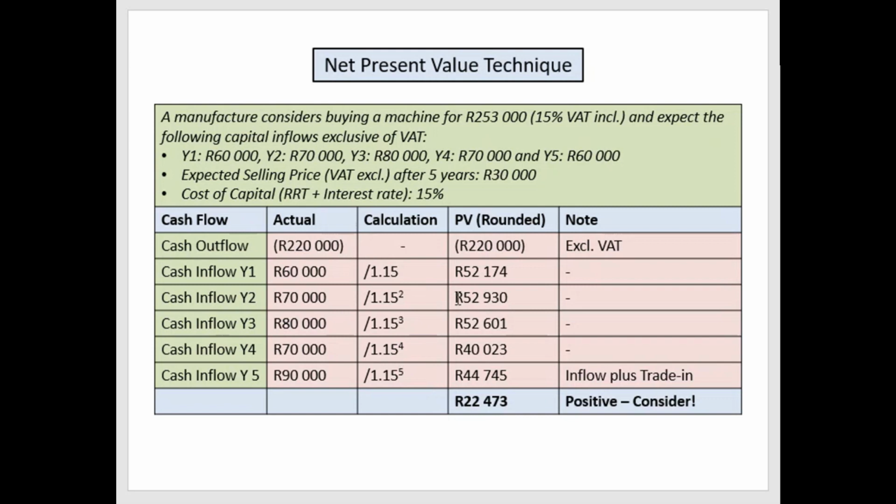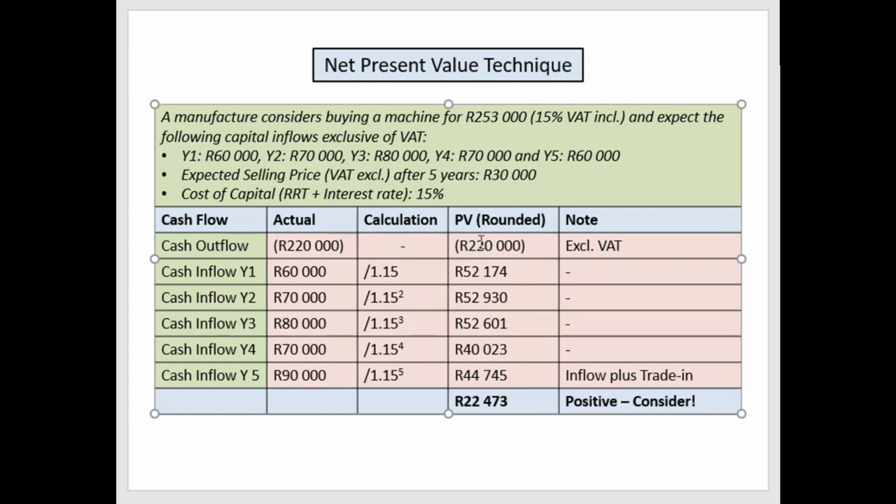So now what you do, please guys, just pay attention here. At the end of year 5, it is not just the 60,000 that comes in. You must also add the 30,000 that you expect to get for it when you sell it for parts. That's why the amount there is 90,000. You divide that by 1.15 and you get 44,745. Now you simply add all the amounts, remembering that the first one was negative.